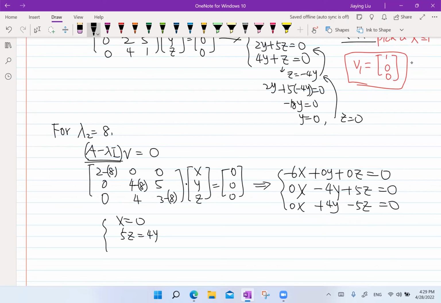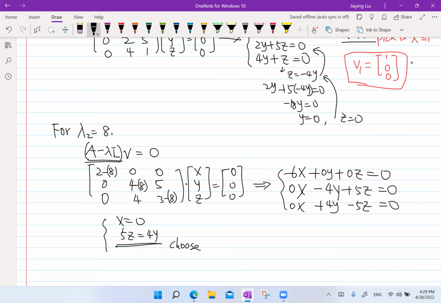And the last equation gave me 4y equals 5z. It's the same thing as the second one. So there we have 5z equals 4y. That's the only thing we know about y and z. It's not enough to solve for y or solve for z. So that gives us a freedom to choose. We can choose either the value for y or the value for z. It's up to you. You can choose any number as long as you feel like it's relatively easy for you.